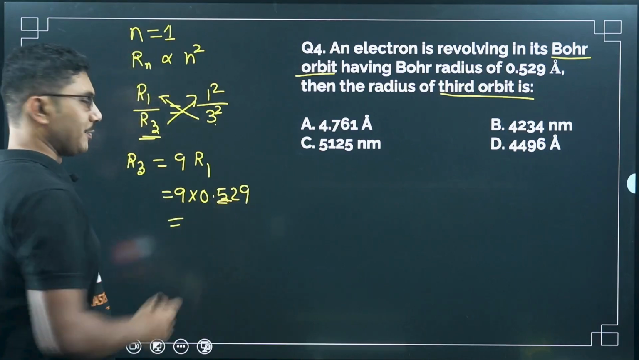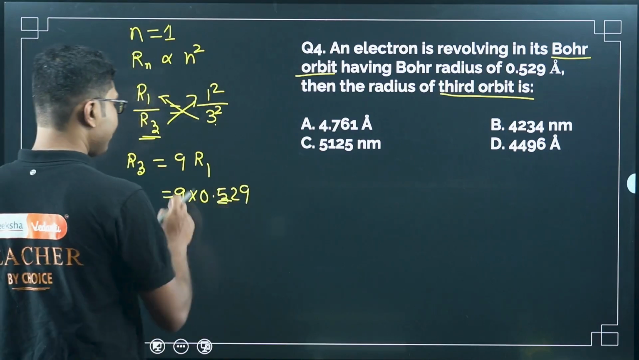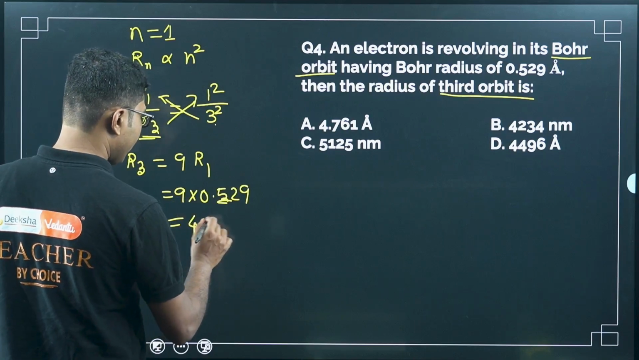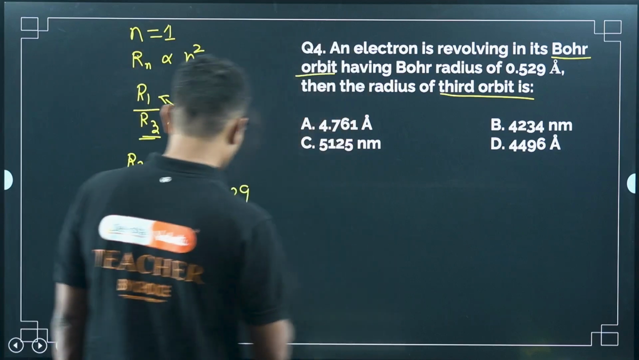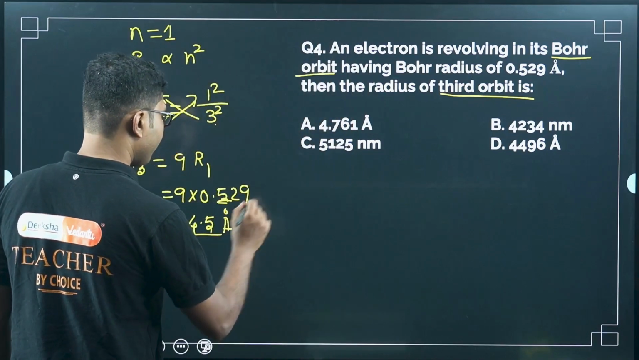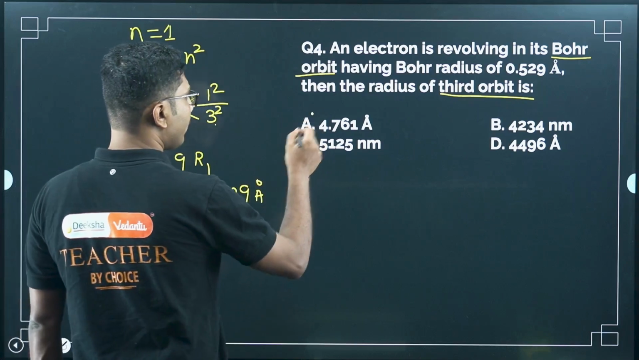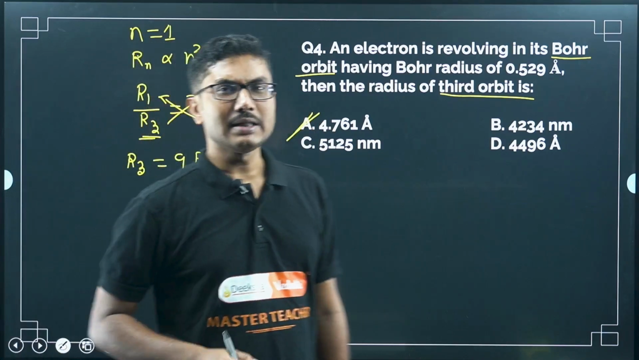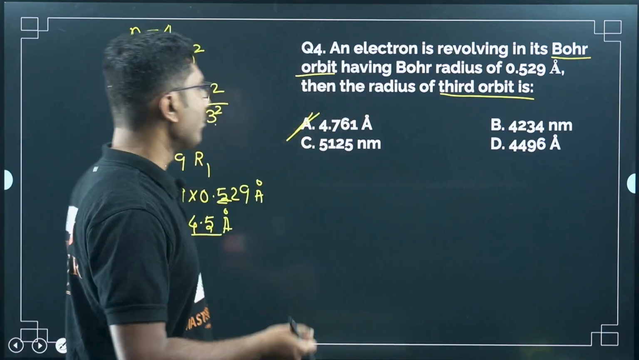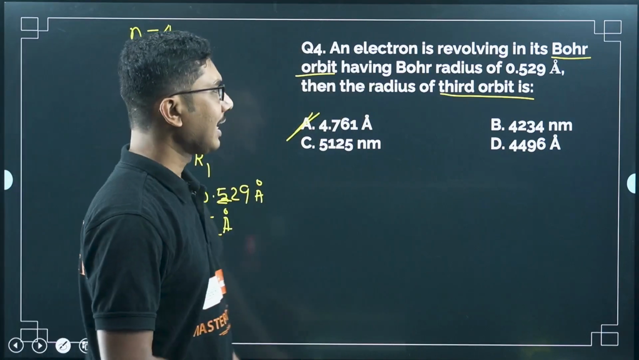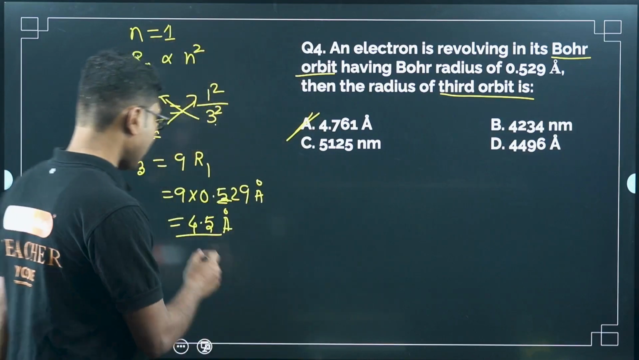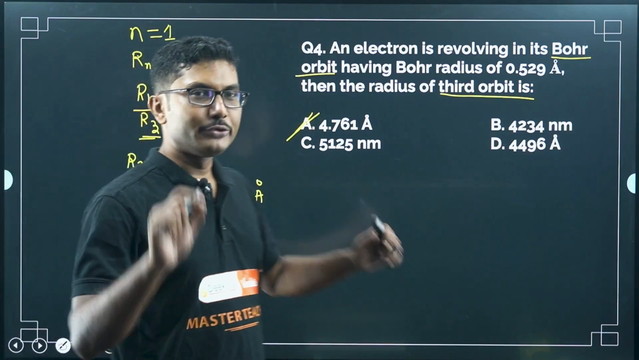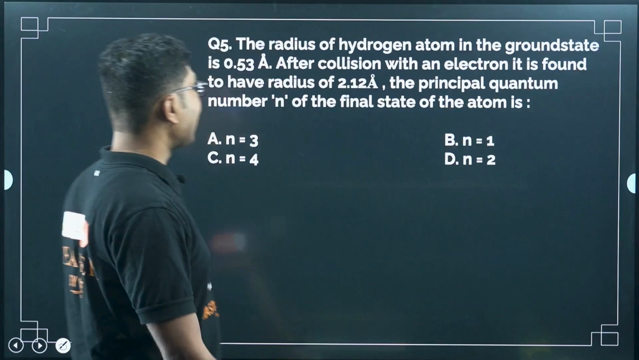Assume this as 0.5. So 9 times 0.5 is 4.5. It will be slightly more than 4.5 angstrom. The unit is given in angstrom, right? So the correct answer is 4.761 angstrom. 4.761 angstrom is the correct answer, as all the other options are not even close to this value. So this is how we approximate and calculate the correct answer.